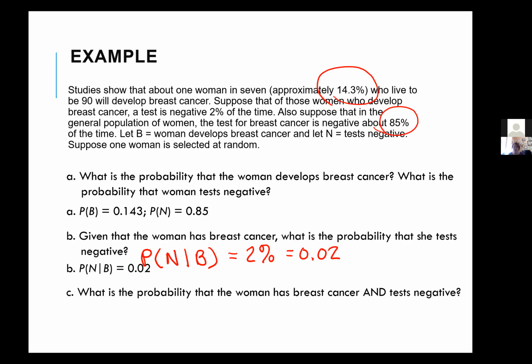What's the probability that the woman has breast cancer and tests negative? So the probability that she has breast cancer and she tests negative. We would write that as a probability that she tests negative and she has breast cancer, or we could write this as the probability that she has breast cancer and she tests negative, which is probably the way we want to write it if we're using Bayes' theorem.